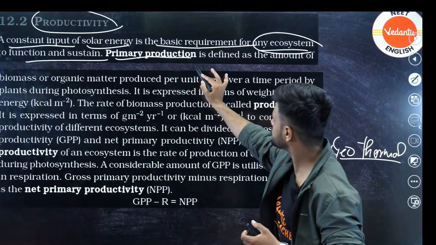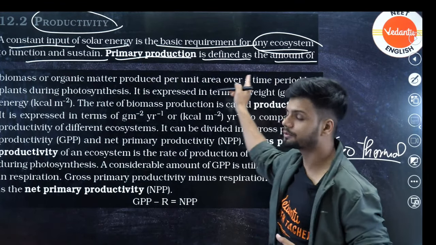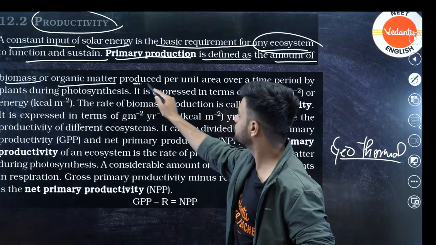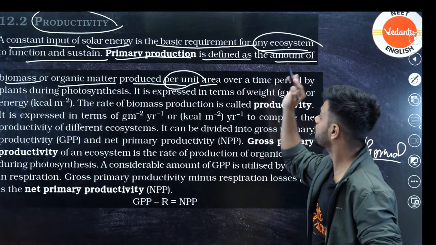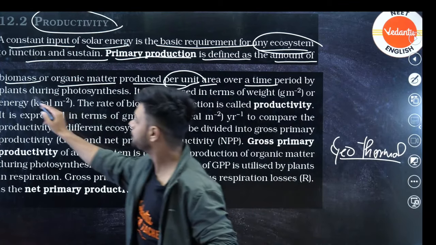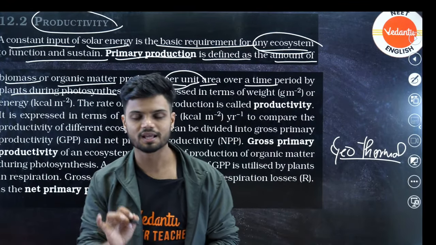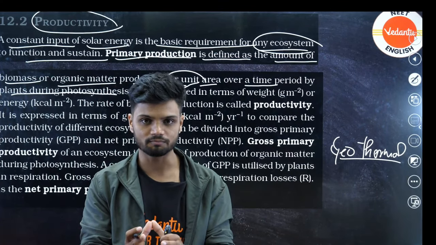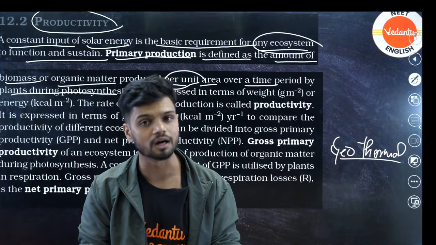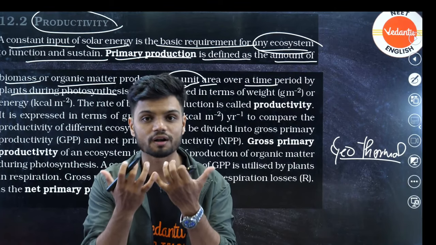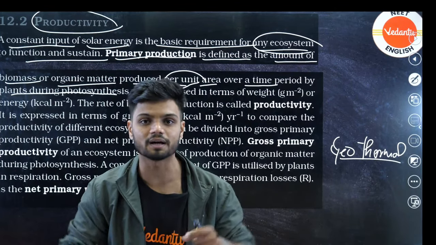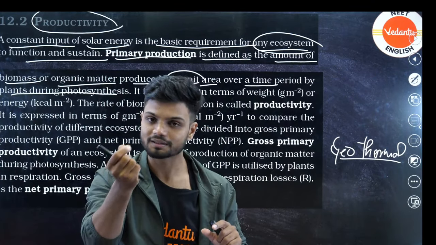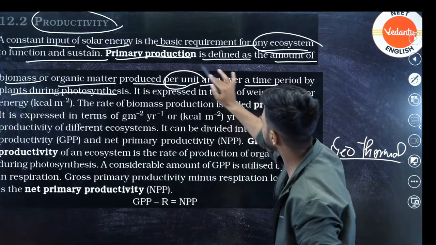Listen to my words. Primary production is defined as the amount of biomass or organic matter produced per unit area over a period of time by plants during photosynthesis. That is called your primary productivity. Just like how your dad or mom is bringing money into the house, your plants are also bringing organic matter. Plants are producing organic matter in a unit area in a given time. 1 year, 2 years, 3 years. That is called primary production.